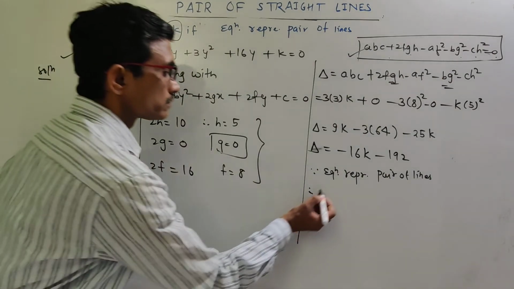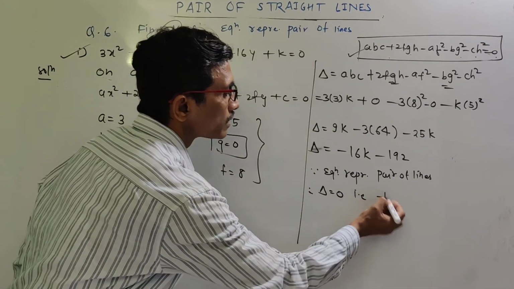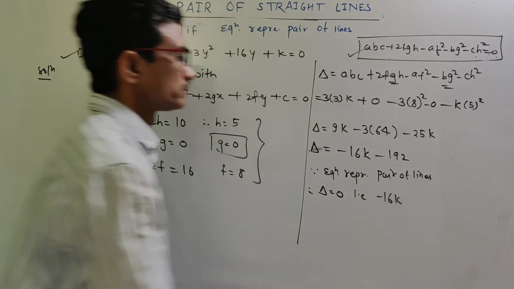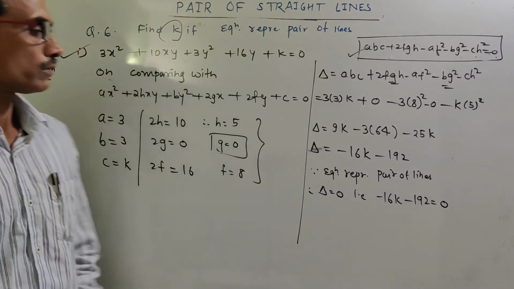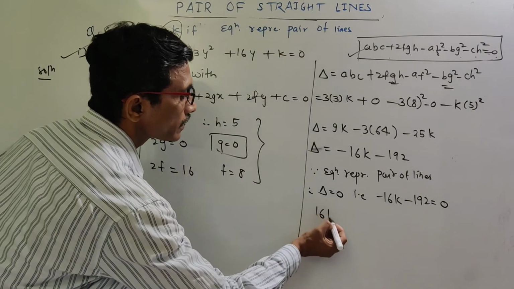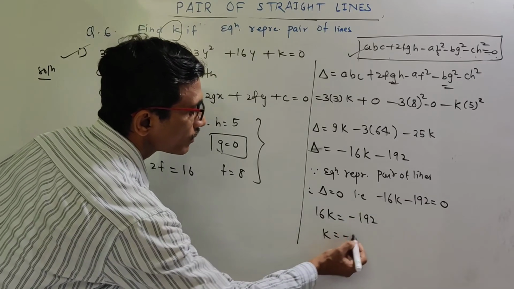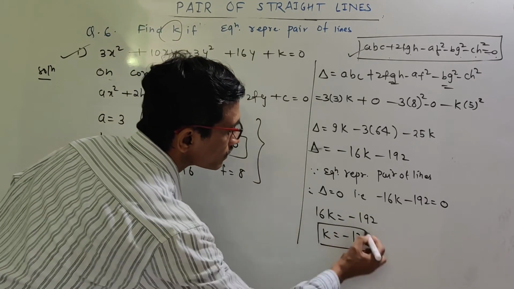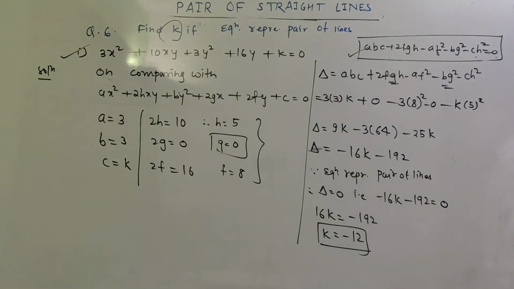Necessary condition 0, that means minus 16k minus 192 is equal to 0. So 16k is equal to minus 192 and k will be equal to minus 12. So we were interested to find the value of k, and that is equal to minus 12.